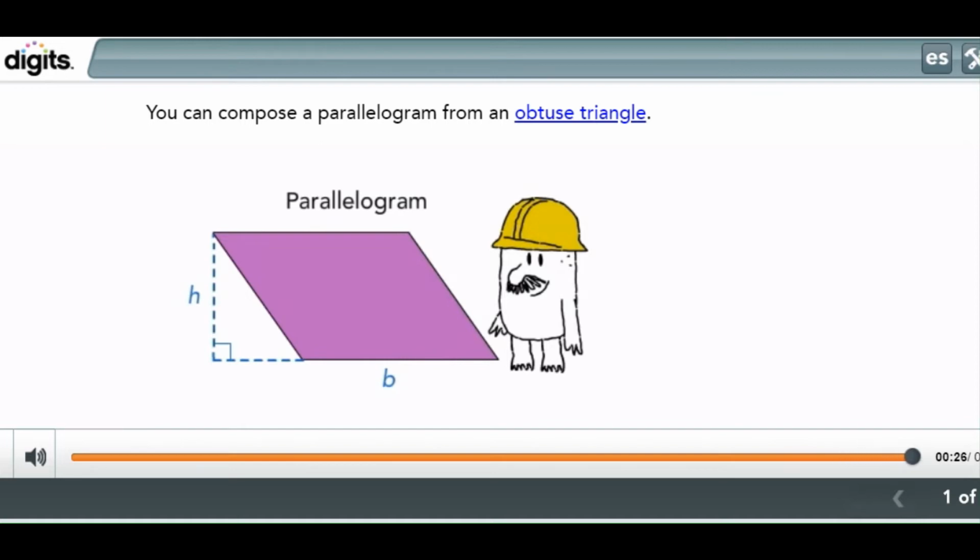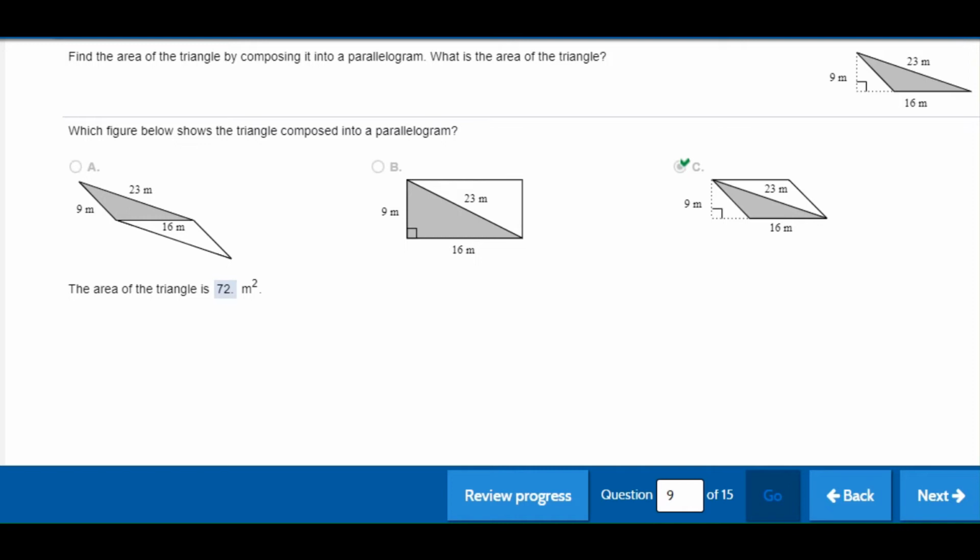And since we only want the area of half of the figure, that's where we get divided by 1/2, but we should be past that. So let's go back to the homework. So we know that C is the correct model. So we have a triangle, we made a parallelogram.